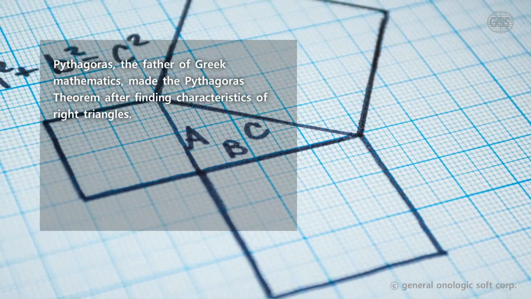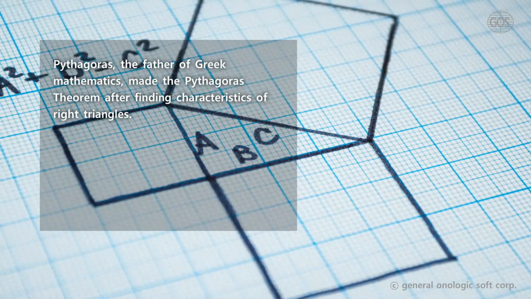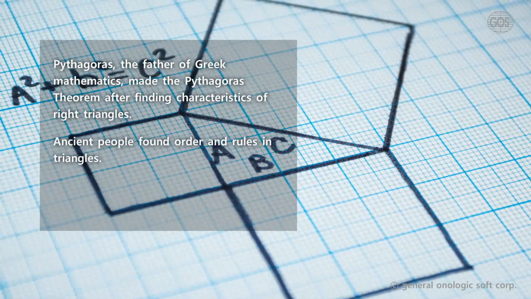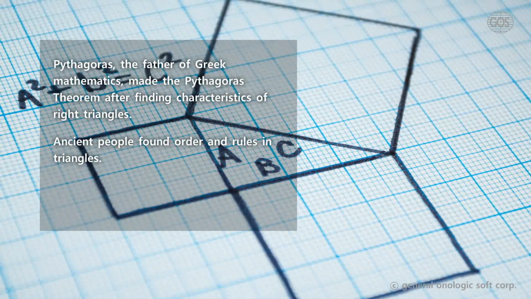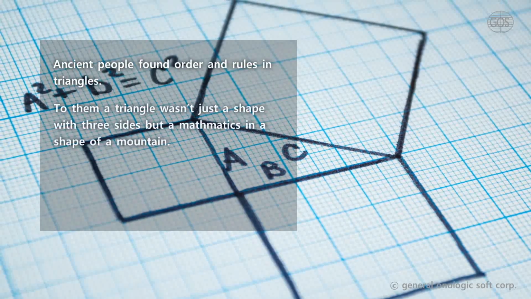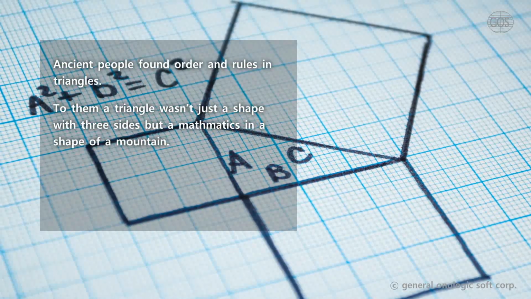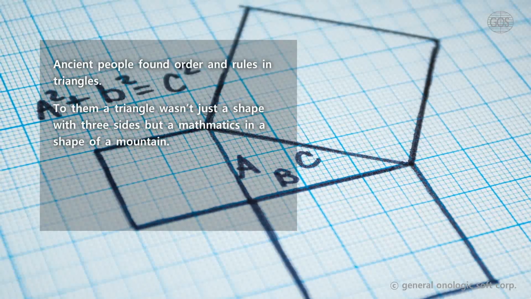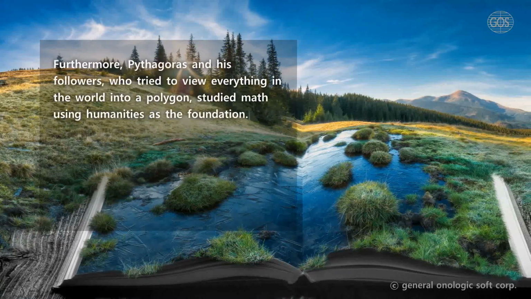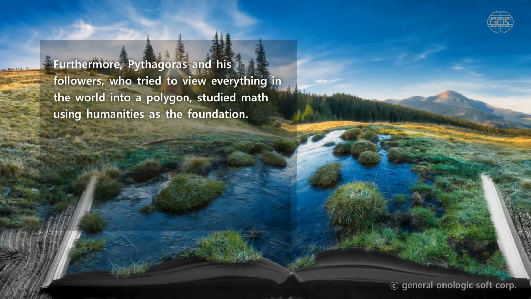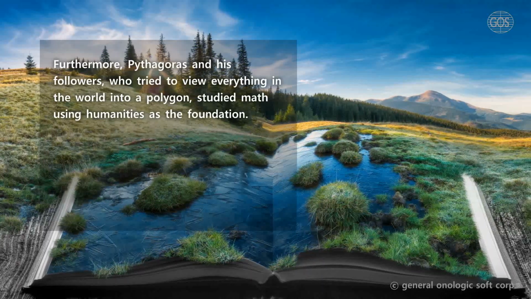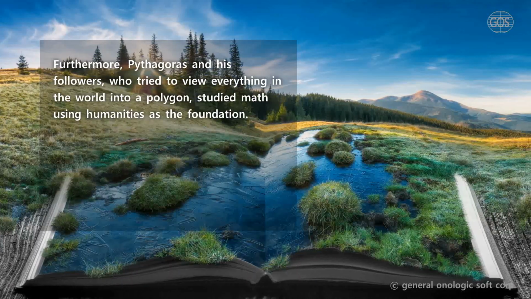Pythagoras, the father of Greek mathematics, made the Pythagorean Theorem after finding characteristics of right triangles. Ancient people found order and rules in triangles. To them, a triangle wasn't just a shape with three sides but mathematics in the shape of a mountain. Furthermore, Pythagoras and his followers, who tried to view everything in the world as a polygon, studied math using humanities as the foundation.